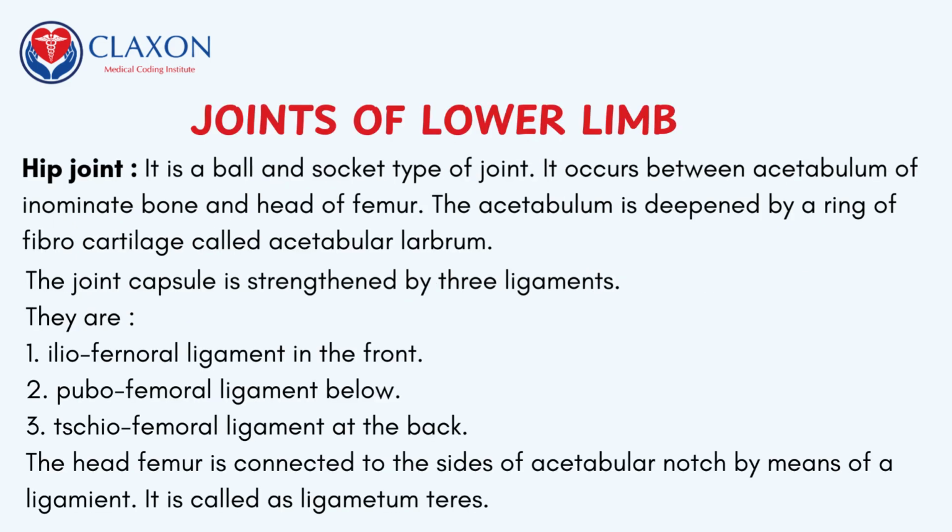Joints of lower limb. Hip joint is a ball and socket type of joint. It occurs between acetabulum of innominate bone and head of femur. The acetabulum is deepened by a ring of fibrocartilage called acetabular labrum. The joint capsule is strengthened by three ligaments. They are: 1. Iliofemoral ligament in the front. 2. Pubofemoral ligament below. 3. Ischiofemoral ligament at the back. The head of femur is connected to the sides of acetabular notch by means of a ligament. It is called ligamentum teres.